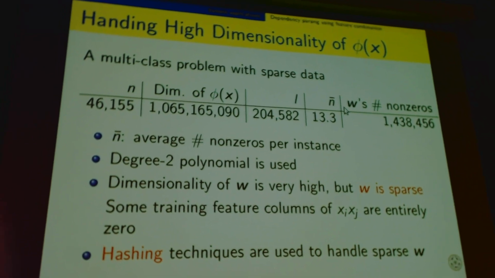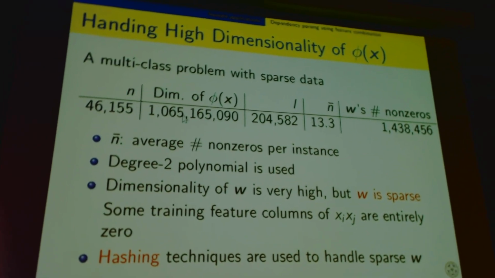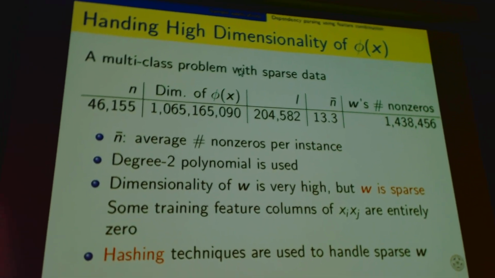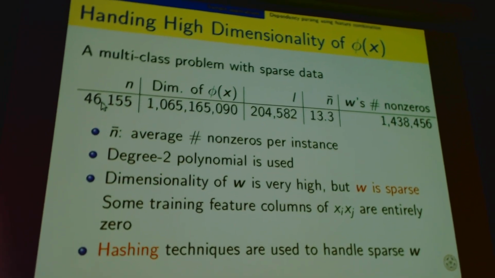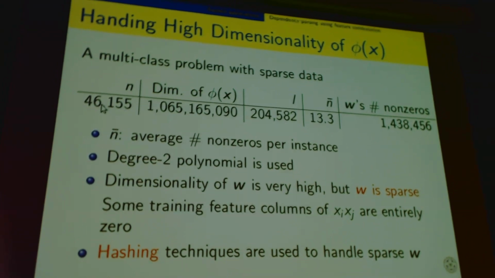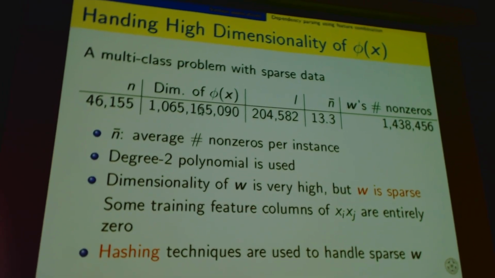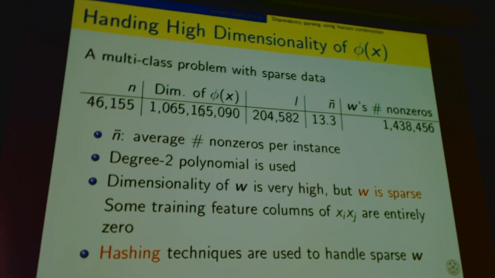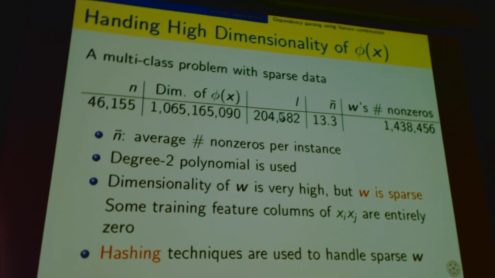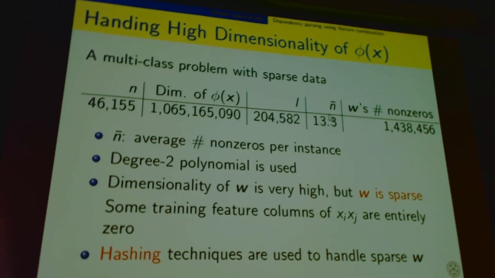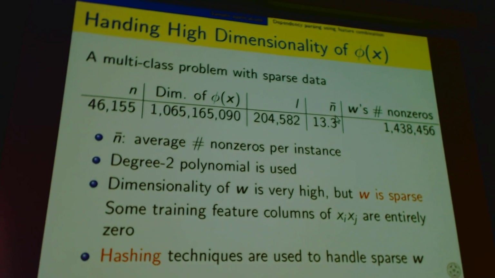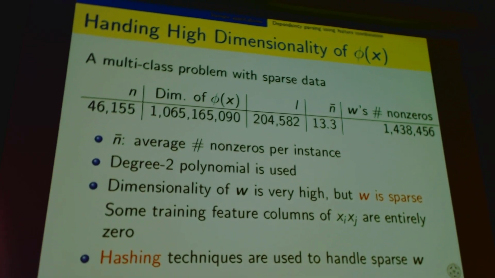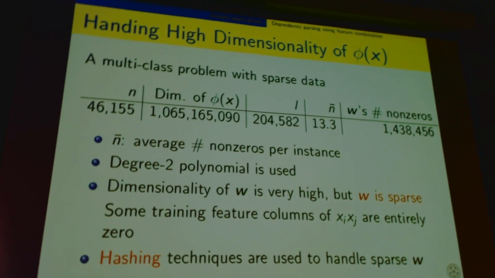So now let's see the statistics of this data set. This is actually a multi-class problem with sparse data. Originally, the number of features is almost 50,000. So if you do degree 2 mapping, the dimensionality is larger than 1 billion. And L is the number of training instances, that's 200,000. But n bar is very, very small. On average, one instance has only 13 non-zero values.